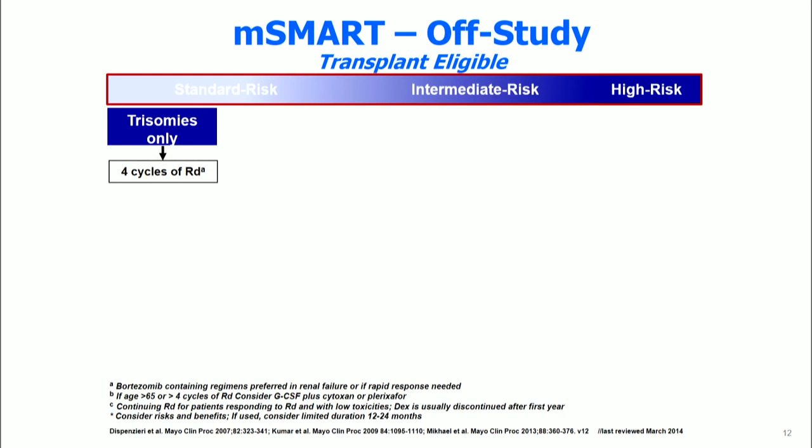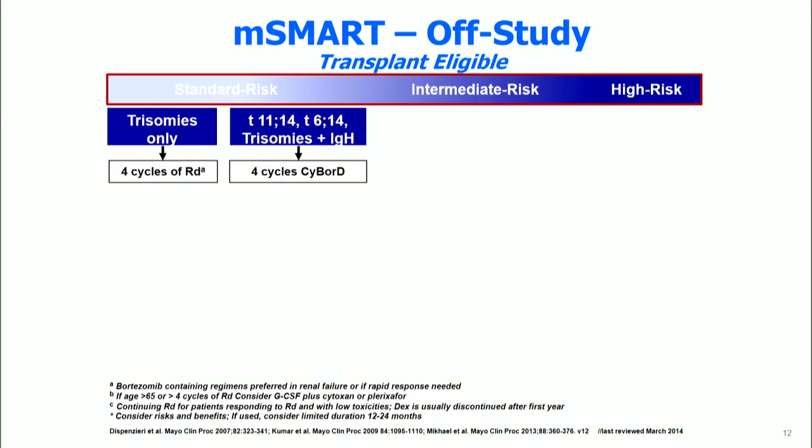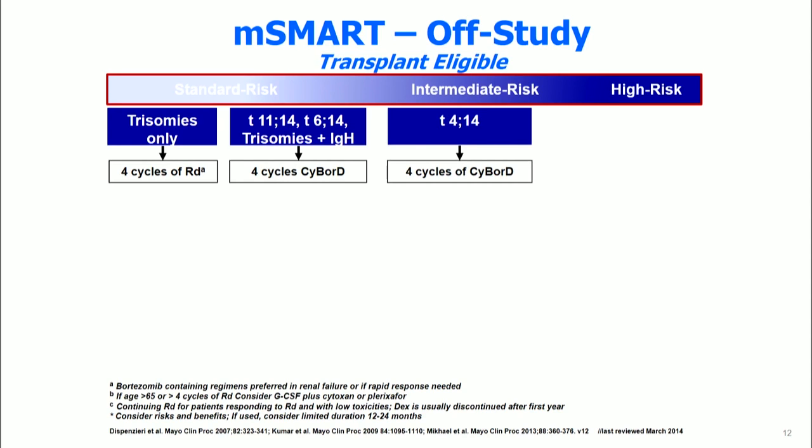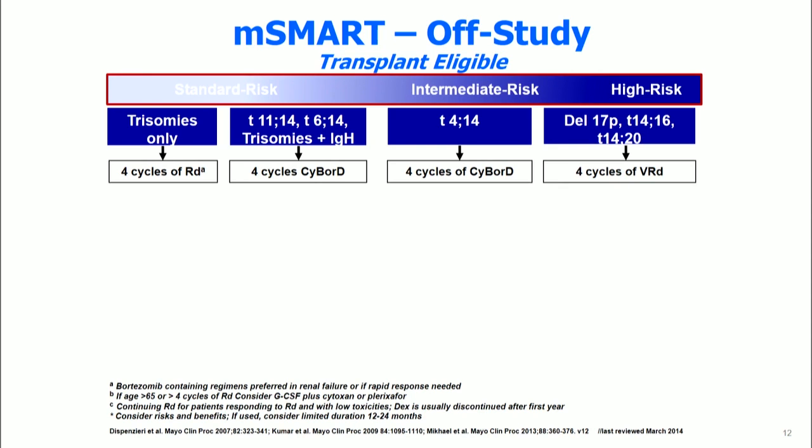So if we take the mSMART as a way of looking at the risk, we have obviously the best risk, trisomies alone. That can be considered for RD therapy. Trisomies with other chromosome abnormalities, maybe use something a little bit more like CyBorD. 4;14, certainly a Velcade-containing regimen. And then high risk, VRD, or in more recent updates, even to consider possibly KRD.